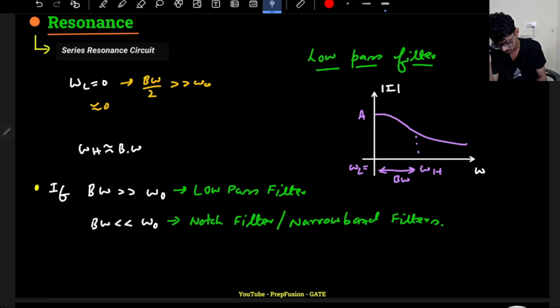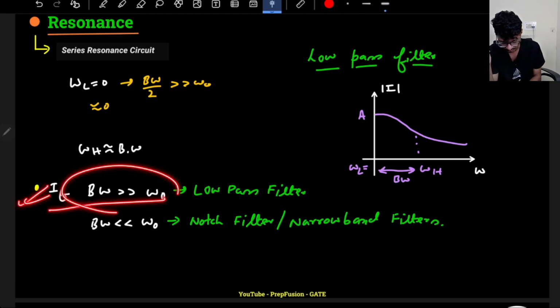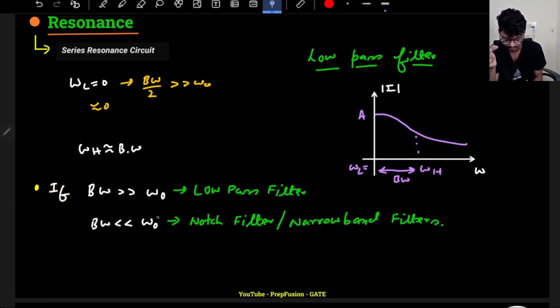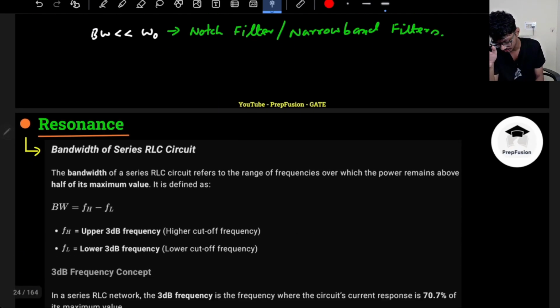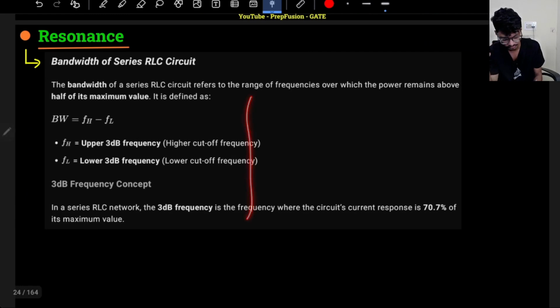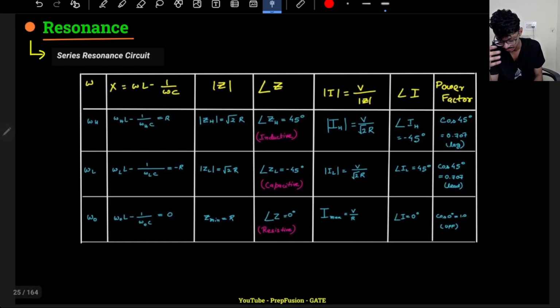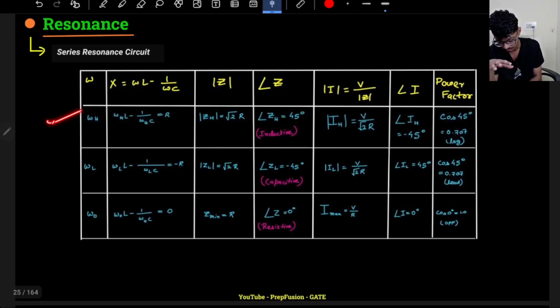So this is the key point. If bandwidth is very much greater than omega naught, it behaves as a low pass filter. If bandwidth is less than omega naught, it behaves as a narrow band filter or notch filter. This is the conclusion, and you will learn about this filter in other subjects. So these were all the written things that I have told you. You can go through and read about this, and this is the ultimate summary.